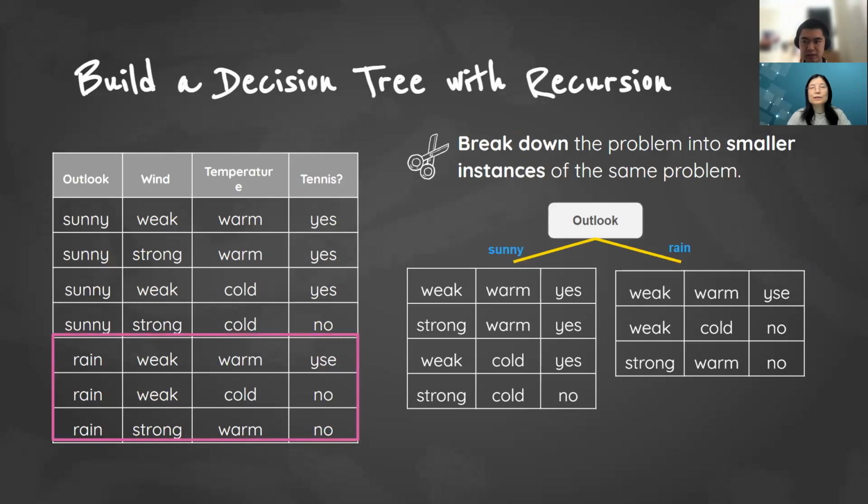We talked about the recurrence logic. Now let's look at building a decision tree with recursion.